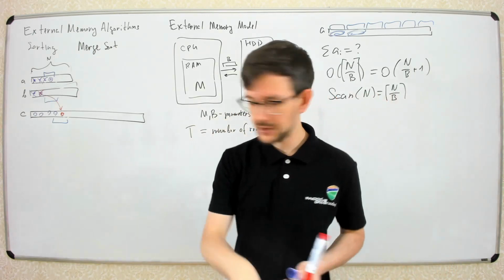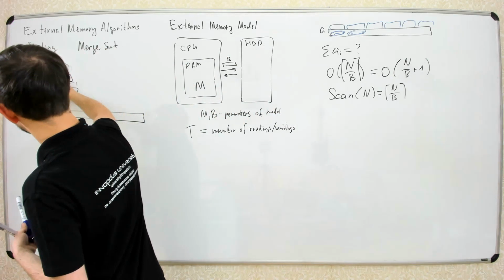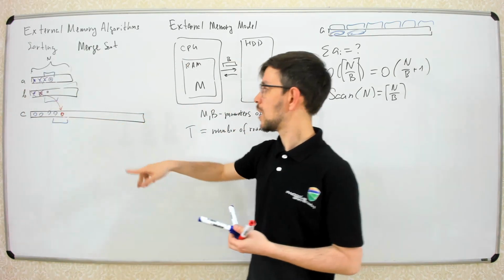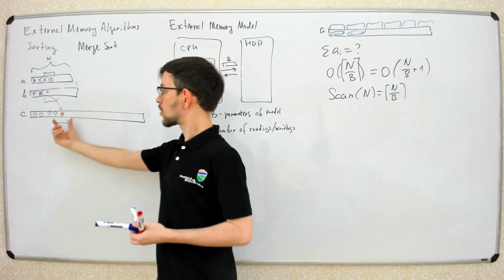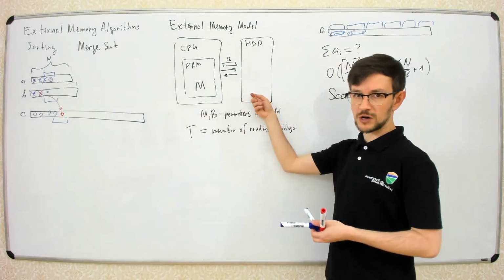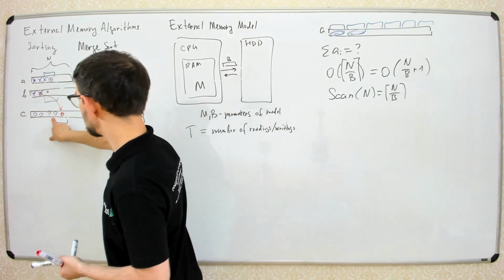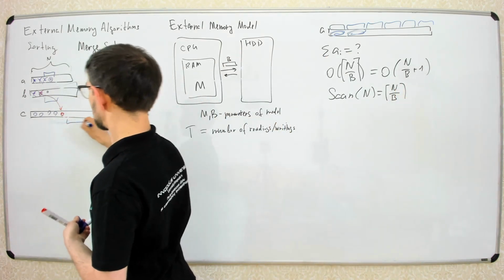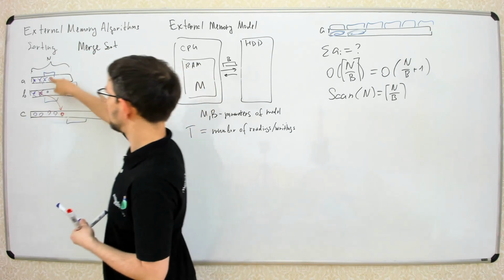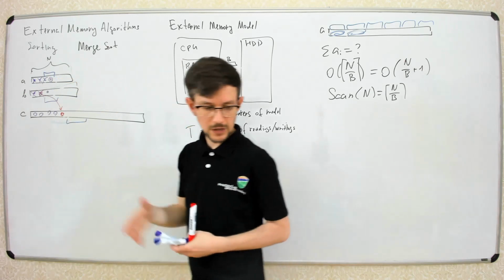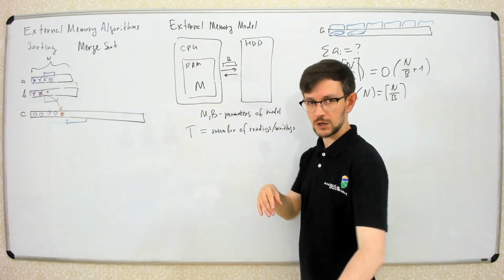So again, you look at these two elements, see which element is smaller, put this smaller element here, and so on. When you finish writing this block, you write the whole block to your hard disk and move to the next block. So now we are reading from these two blocks and writing into this block. So these three blocks are in your local memory.